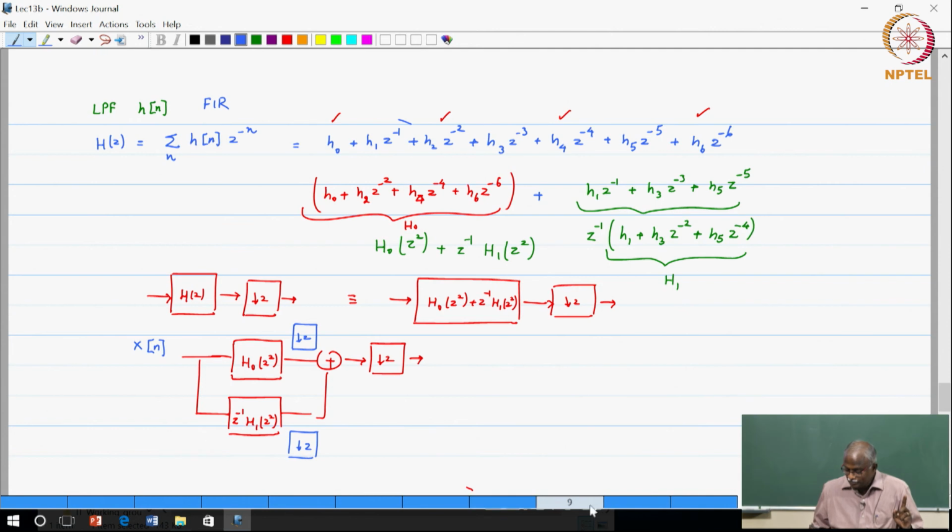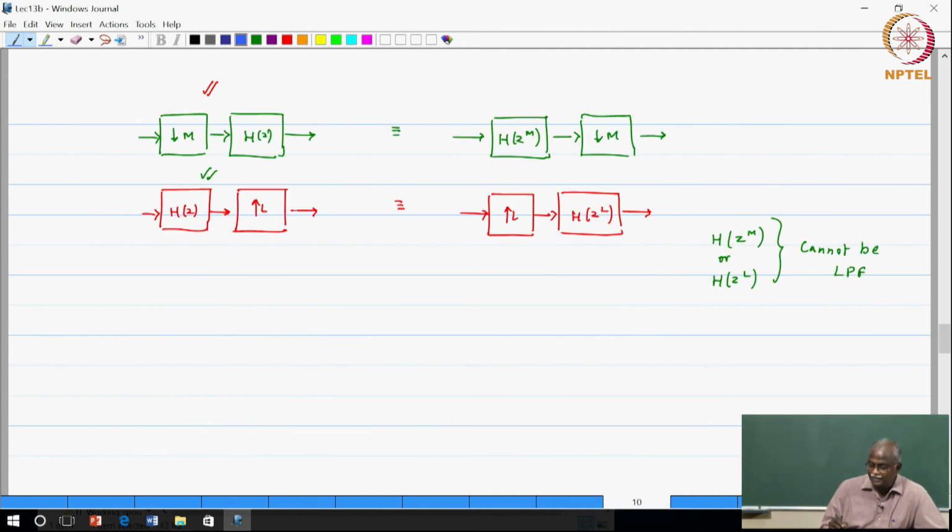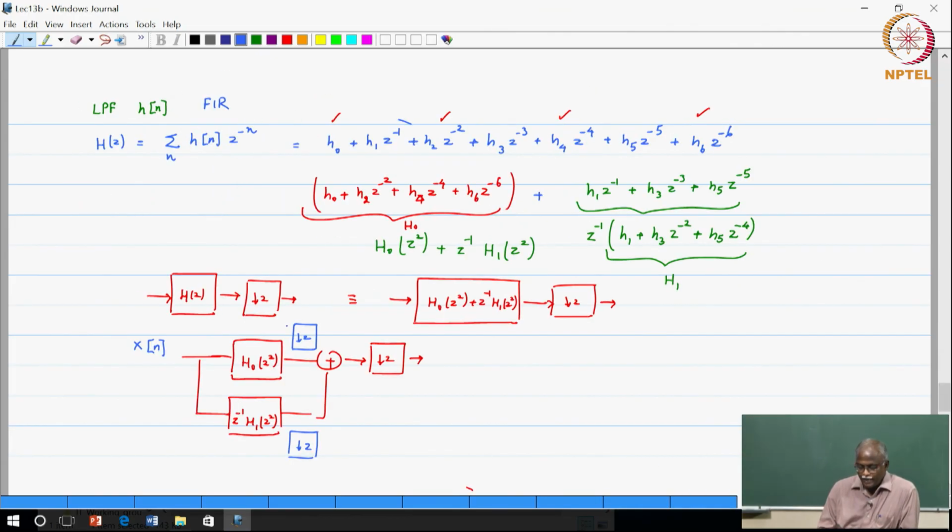These results are actually what we refer to as the noble identities. I forgot to mention that. These are the noble identities. The noble identities basically tell us which is the more efficient structure from a multirate viewpoint. So, now if I were to apply the noble identity for this combination, it says I can interchange the order in which they are done. The better order will be downsample by a factor of 2 followed by not H0 of Z squared, it will be H0 of Z.